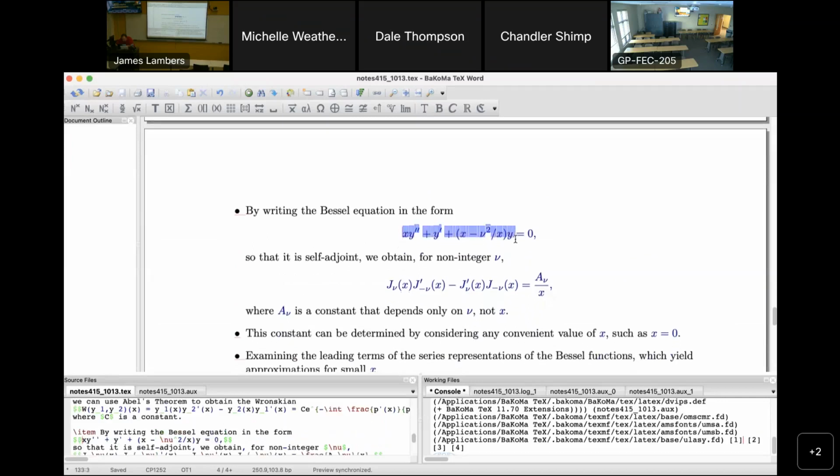So the Bessel equation is rewritten in this order. Normally it's written so that it has x squared in front of the second derivative term. But we write it this way so that the equation is self-adjoint. We need the coefficient of y prime to be the derivative of the coefficient of y double prime, and written this way, it is.